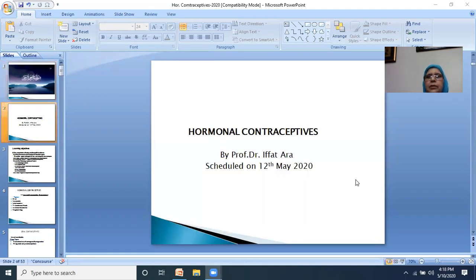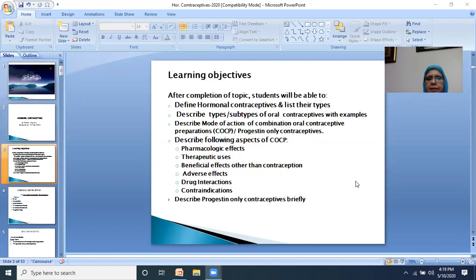Today we will talk about hormonal contraceptives. The learning objectives are, after completion of the topic, you will be able to define hormonal contraceptives and list their types. Number 2, describe types and subtypes of oral contraceptives with examples. Number 3, describe mode of action of combination oral contraceptives and progestin only contraceptive.